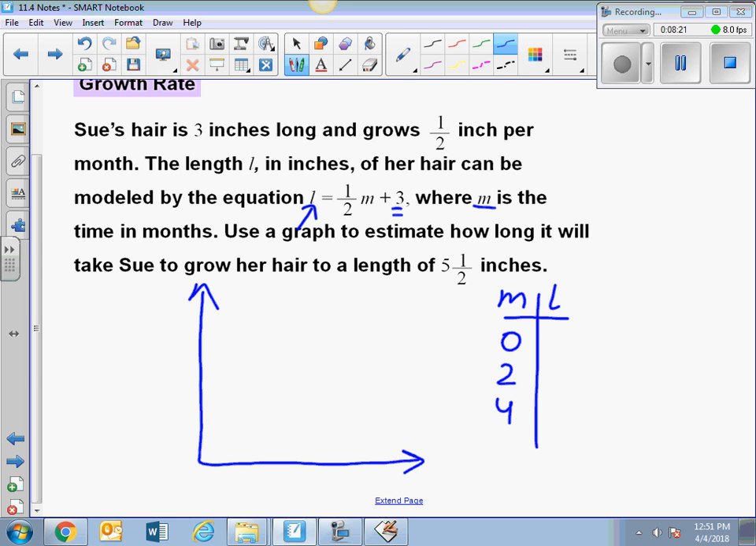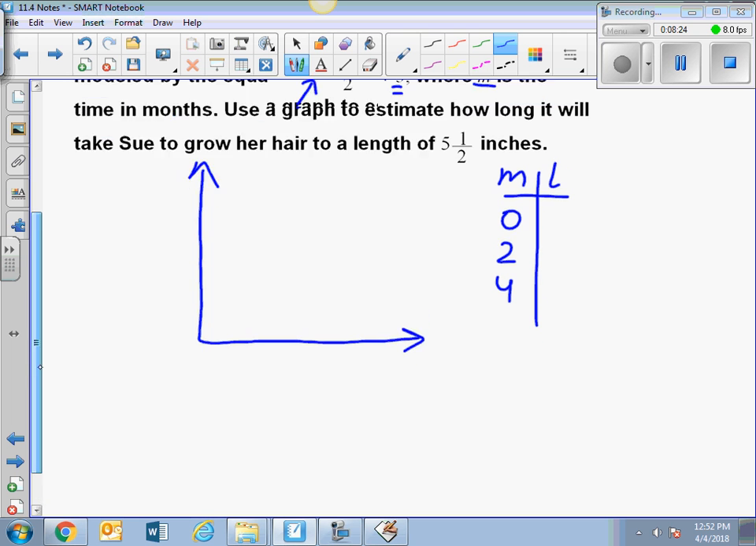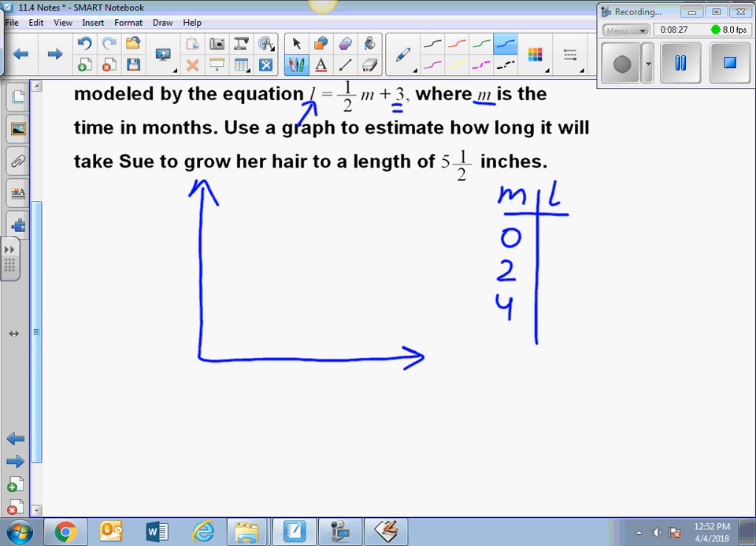If I plug a 0 into the M, that cancels, so I get +3. Put a 2 in: 2 times 1/2 is like dividing by 2, which is 1, plus 3 is 4. If I put a 4 in, 4 divided by 2 is 2, plus 3 is 5.